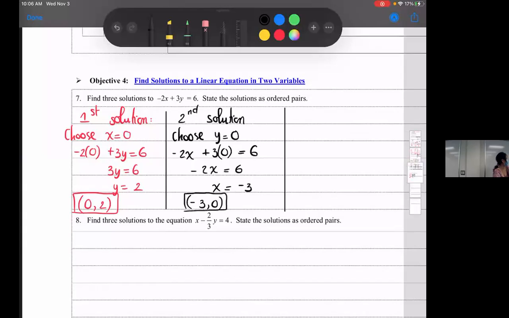Somebody pick me for the last one. X equals 3. Good. So choose x equal 3. Plug it in. So negative 2 times 3 plus 3y equals 6. Negative 2 times 3 is negative 6 plus 3y equals 6. Add 6. So what do I have?